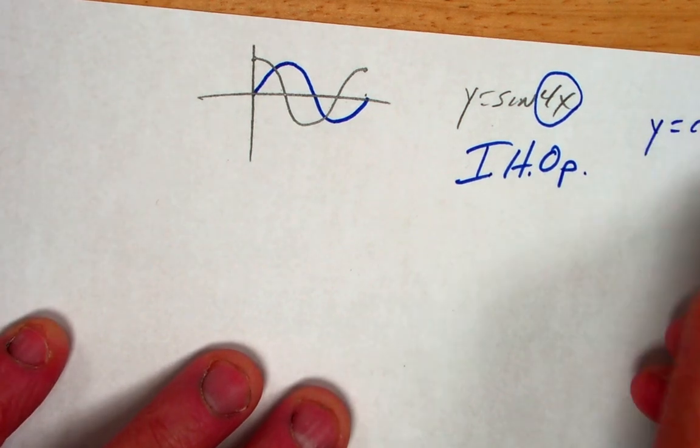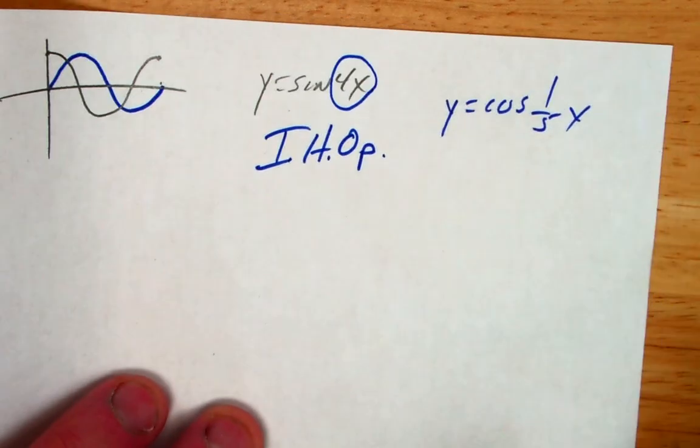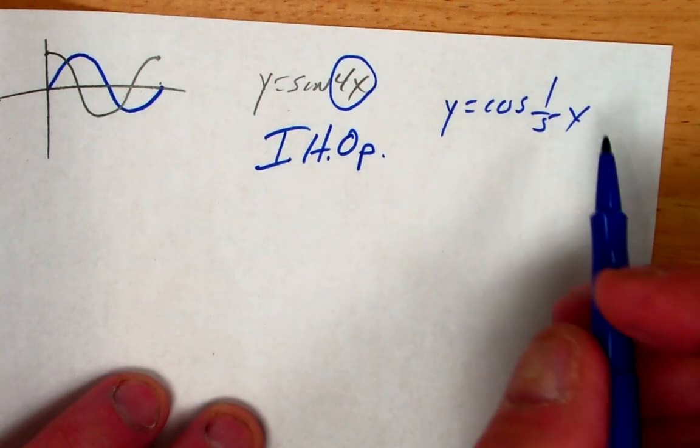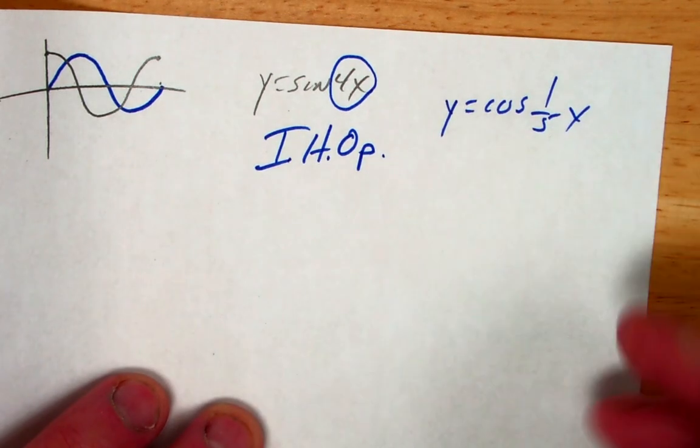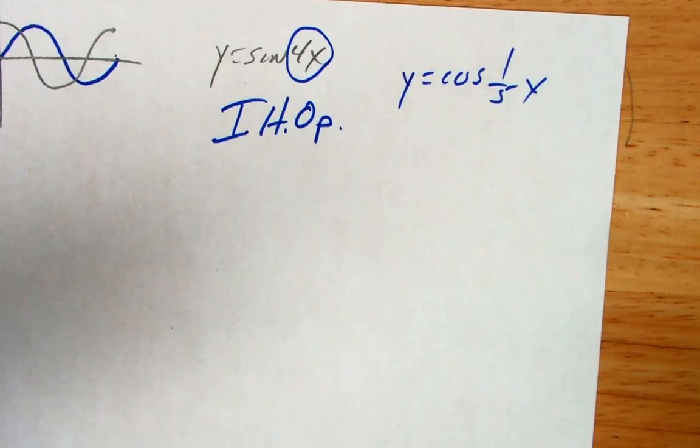7, that's cosine of 1/5 x. So this one, cosine, it's going to start high like normal, but what's the 1/5 going to do? Stretch it. It's going to be the opposite. It's going to be 5 times longer. So instead of a 2 pi period, it's going to be 10 pi. Instead of 360, it's going to be 1800.